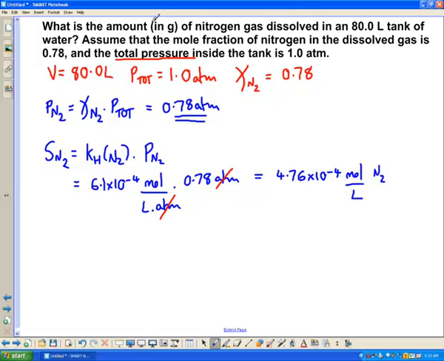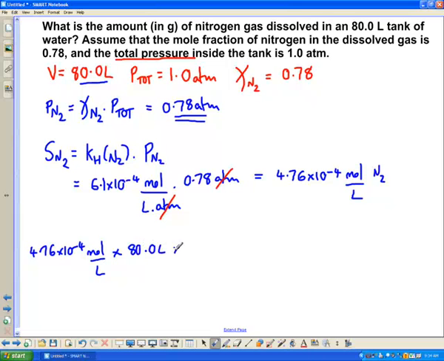Now, how can we get to grams here? Well, usually we get to grams from moles. So how can we use this to get to moles? We have moles per liter, and the answer here is, well, we have the number of moles per 1 liter. But we don't have 1 liter, we have 80 liters. So therefore, 4.76 times 10 to the minus 4 moles per liter of nitrogen, we're going to multiply all that by 80 liters to find out exactly how many moles we have.